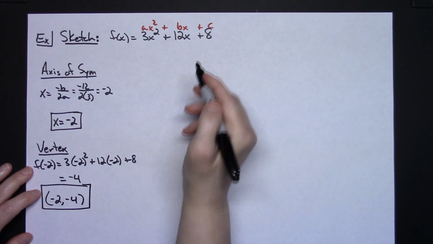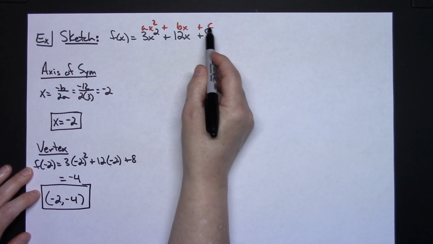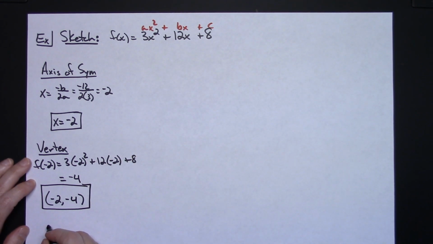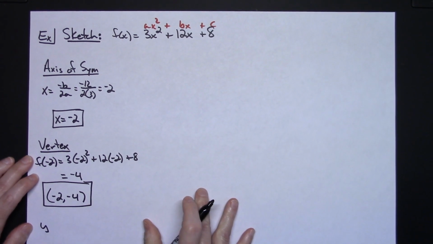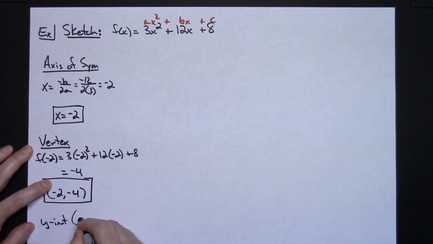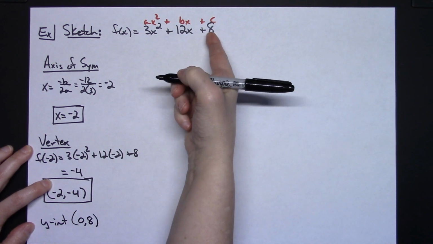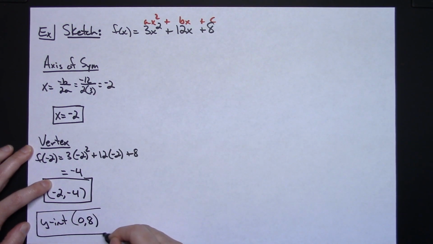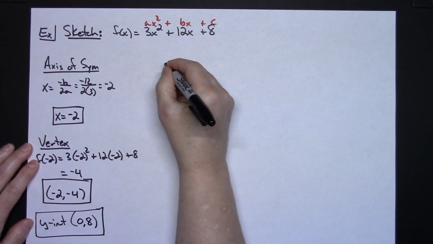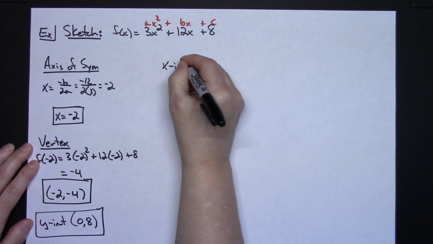Okay, I can real quickly get the y-intercept because the y-intercept is always going to be 0, c. So let's go ahead and put that on here. Y-intercept is 0, 8 because I know c is 8. So we also have the y-intercept we can put on really quickly here. Alright, now for our x-intercepts, that's going to take a little bit more work.